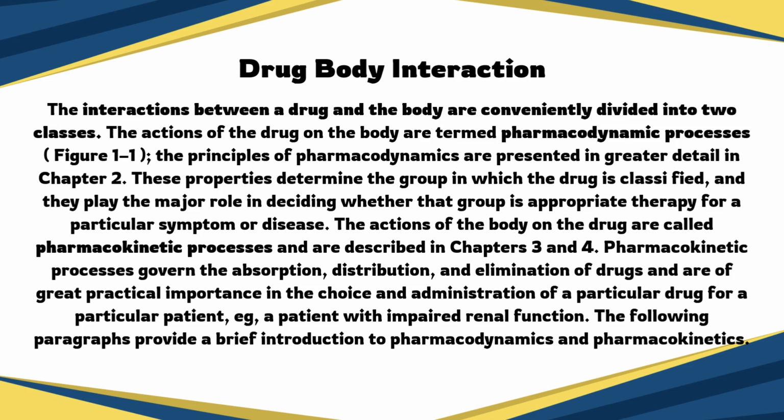The actions of the body on the drug are called pharmacokinetic processes and are described in chapters 3 and 4. Pharmacokinetic processes govern the absorption, distribution, and elimination of drugs and are of greater practical importance in the choice and administration of a particular drug for a particular patient, for example, a patient with impaired renal function. The following paragraphs provide a brief introduction to pharmacodynamics and pharmacokinetics.